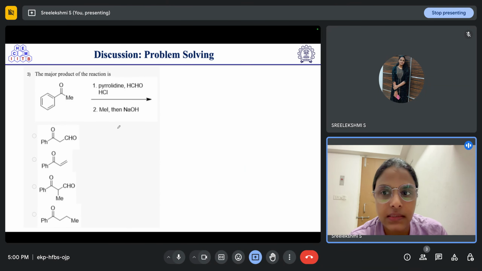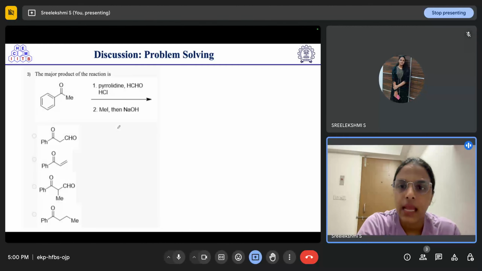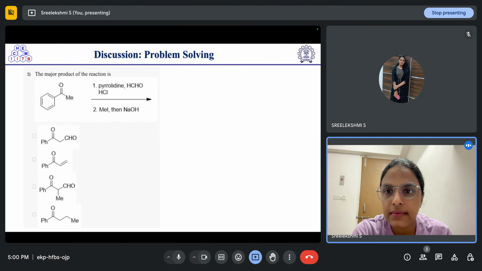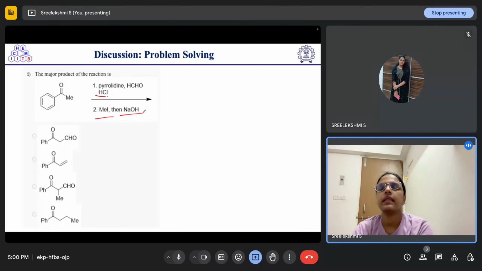Moving to the next question, the major product of the reaction. First we are treating this compound with pyrrolidine in presence of formaldehyde and HCl. Then in the second step, with methyl iodide and NaOH, which will be the major product?